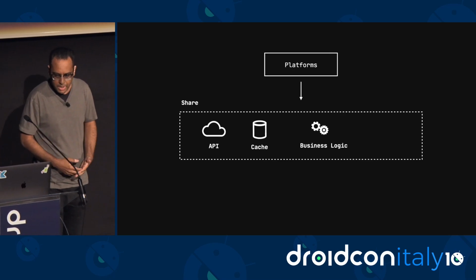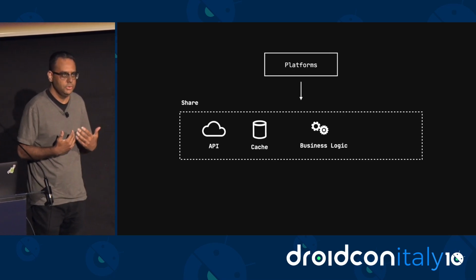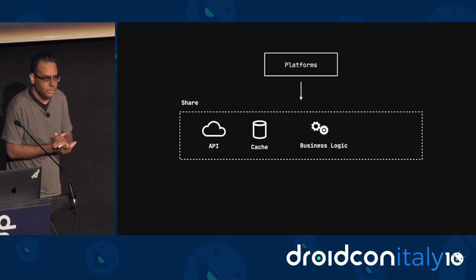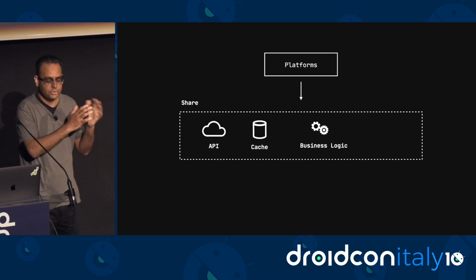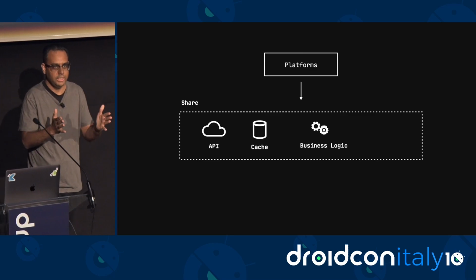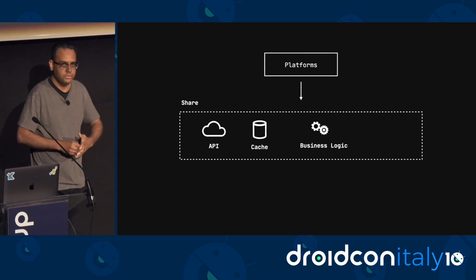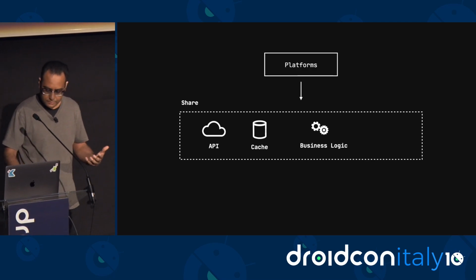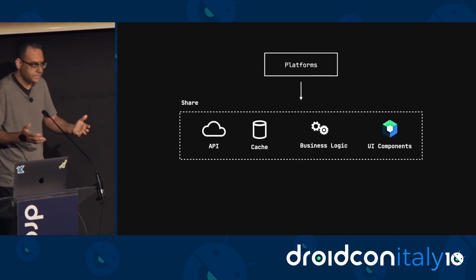With KMM, up to this point, it has been used a lot to share API code using a library called Ktor, built by JetBrains. You could also share not just your repositories, but also your data layer using libraries such as SQLite. You could also share your business logic, common calculations you would have. And now you could share Compose code. You could share UI components.